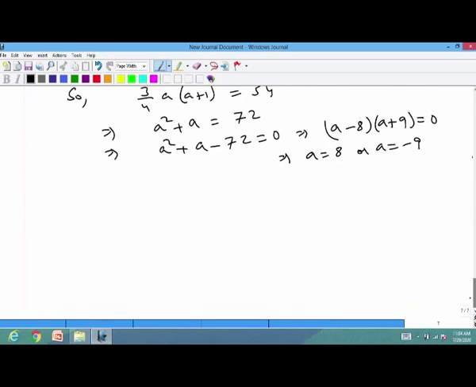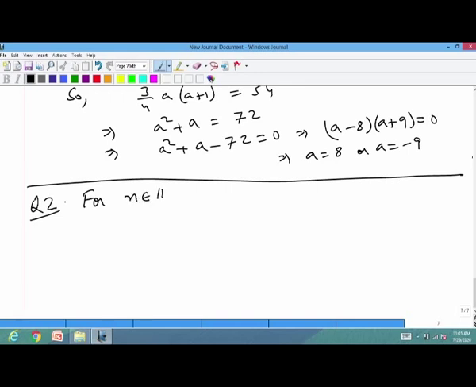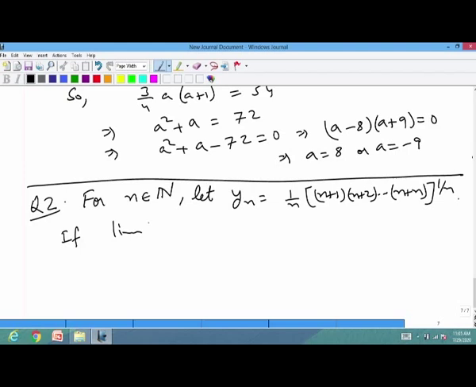Let us move to question number 2. So, question 2 says, for every natural number n, we have y_n equal to 1 by n times (n plus 1)(n plus 2) product of these up to (n plus n), whole raised to power 1 by n, and if limit of y_n as n tends to infinity is equal to L, then the value of the greatest integer of L equal to what?